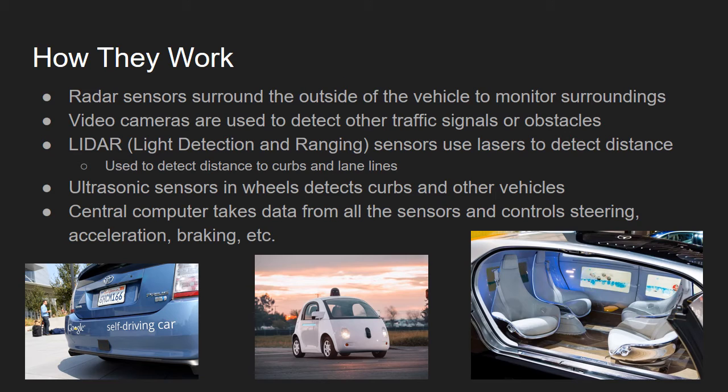The technology that allows driverless cars to function consists of many sensors and a central computer. Radar sensors monitor the surroundings, video cameras detect traffic signals, LiDAR sensors use lasers to detect distance from the curbs or from the lane lines, ultrasonic sensors detect curbs and other vehicles, and all this information goes to a central computer within the car that controls steering, acceleration, braking, and other functions.